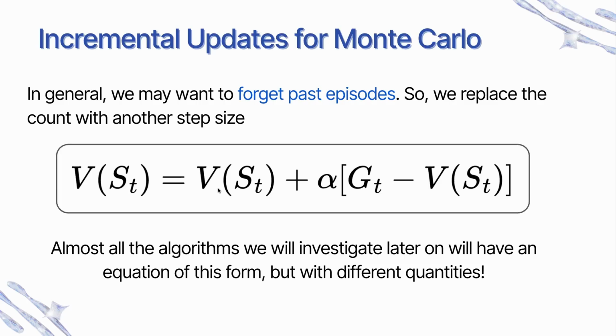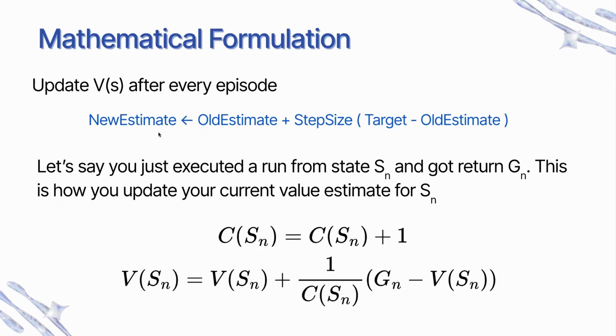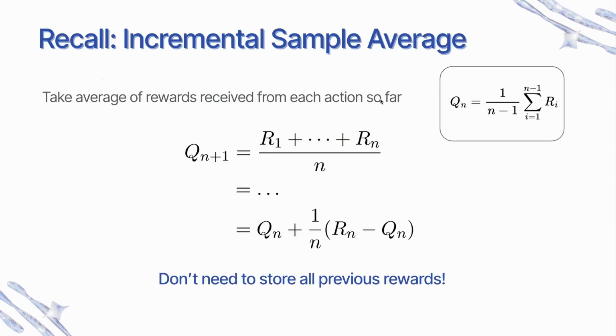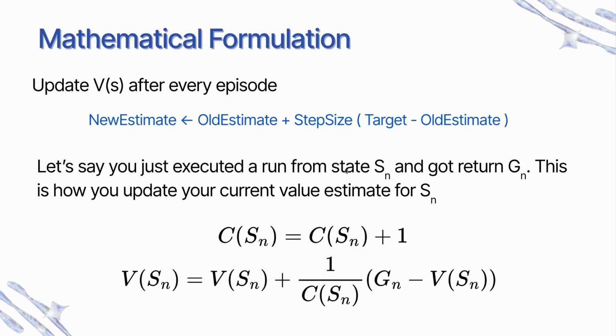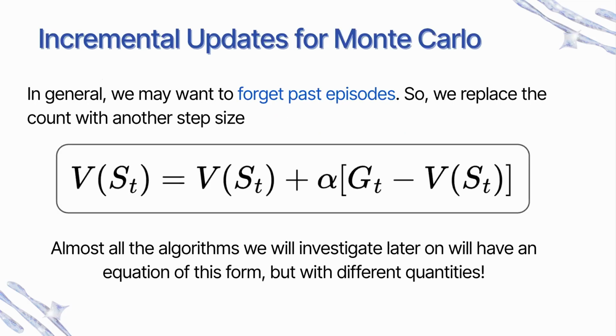Everyone understand that? And it's very important. Almost all the algorithms we'll investigate later on will have an equation of this form. All right, once again, remember this. New estimate is old estimate plus some step size times the target minus the old estimate. This seems fancy, but all it's really doing is taking the average. It's just another way of saying take the average, but in a more efficient manner. Very important, I hope you guys remember this. This is still Monte Carlo, still taking the average, even though it doesn't look like it.